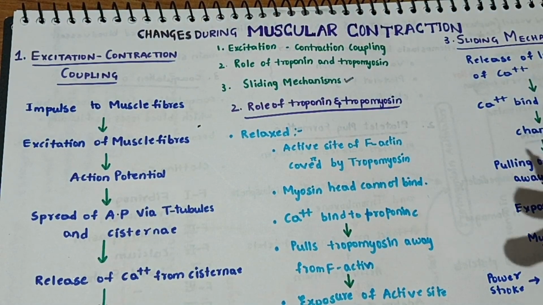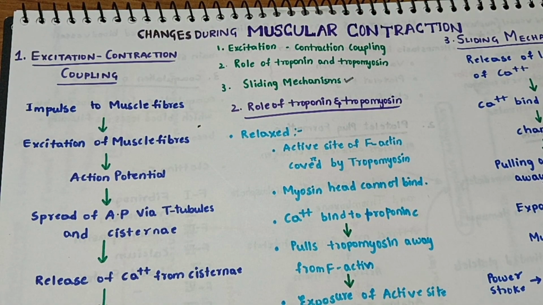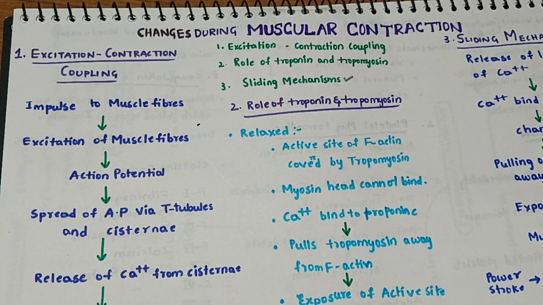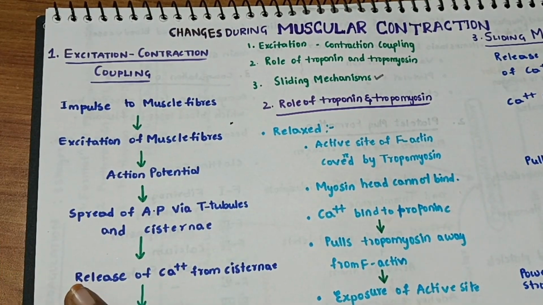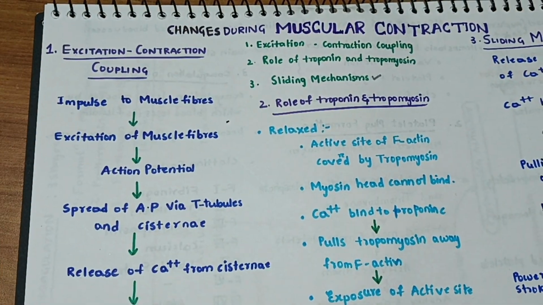So muscle contraction is divided into three main headings: excitation-contraction coupling, the role of troponin and tropomyosin, and the sliding mechanism. Let's see them one by one. We are going to start with excitation-contraction coupling.